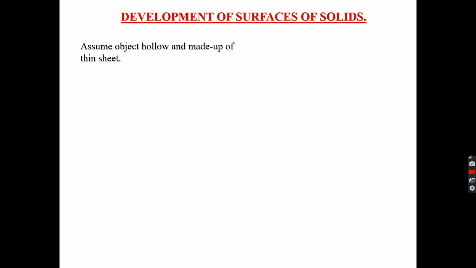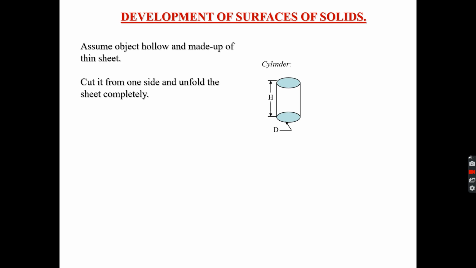Suppose there is a hollow object and that is made up of a thin sheet. So, suppose there is a cylinder and this is hollow and it is made up of a thin sheet. Its height is h and diameter is d. Cut it from one side and unfold the sheet completely.